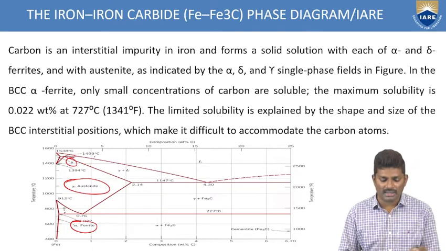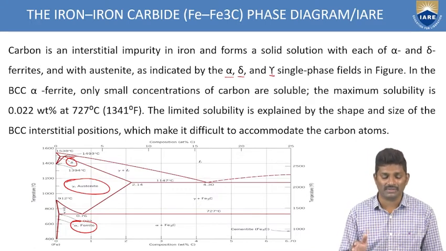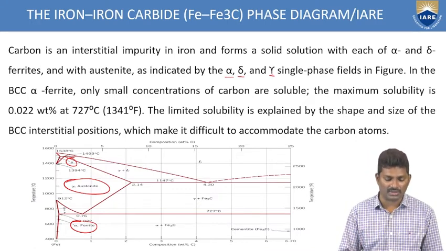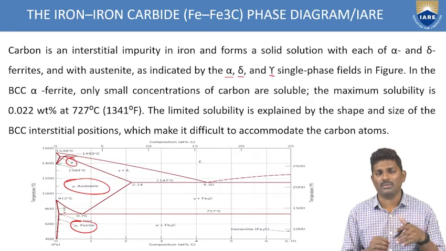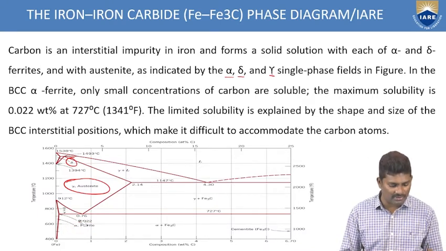All these single phase regions, whether alpha, gamma or delta, are single phases which have a BCC crystal structure. Since the carbon is slowly moving into this, you can easily observe what is happening from this figure.